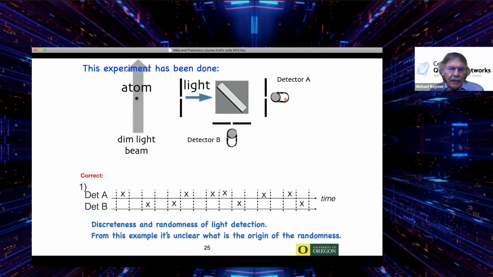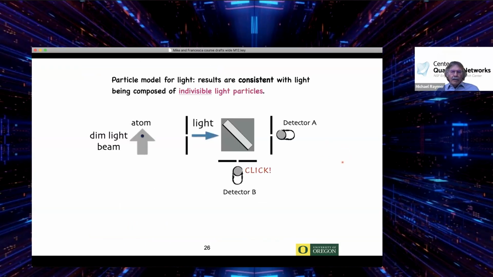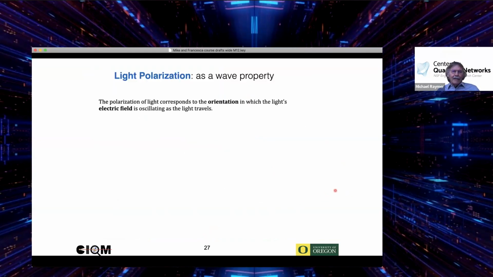It's only when you put the detectors there that the photon or light particle has to decide which detector it's going to make click. So that's a very not classical type of uncertainty. Okay, so here we're showing a click, and this is what we call indivisible light particles, which are called photons. Okay, now how do we use these photons to encode information? That's what we have to do.